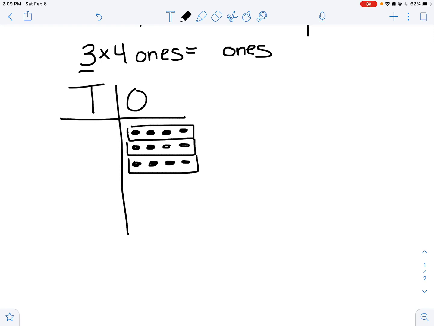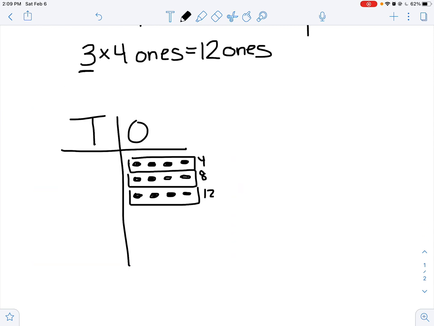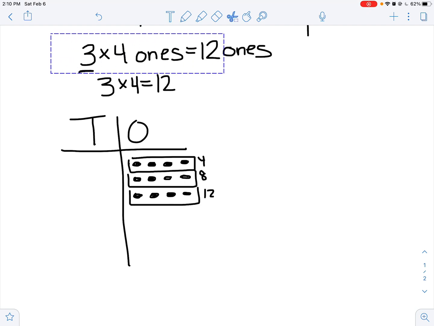So how many ones do I have total? Well, I can skip count by 4s. 4, 8, 12. I have a total of 12 ones. That's the same thing, just gonna move this down a little bit, as saying 3 times 4 equals 12, just without our unit there, right? Keep having to shift things over to make room for everything.